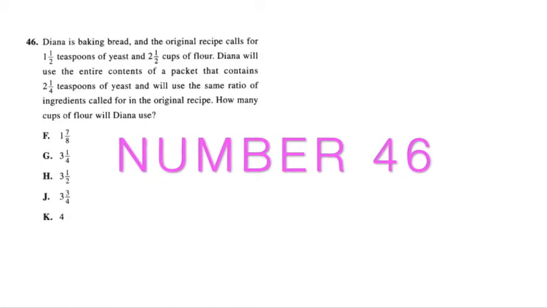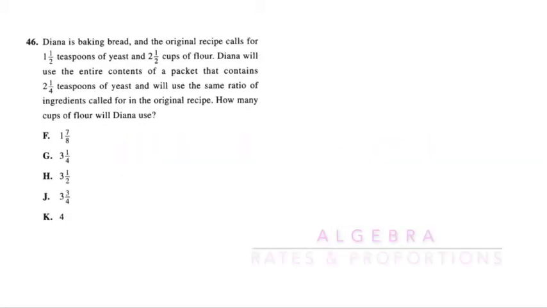Number 46, this is algebra, rates, and proportions. Diana is baking bread, and the original recipe calls for 1 1/2 teaspoons of yeast and 2 1/2 cups of flour. Diana will use the entire contents of a packet that contains 2 1/4 teaspoons of yeast and will use the same ratio of ingredients called for in the original recipe. How many cups of flour will Diana use?